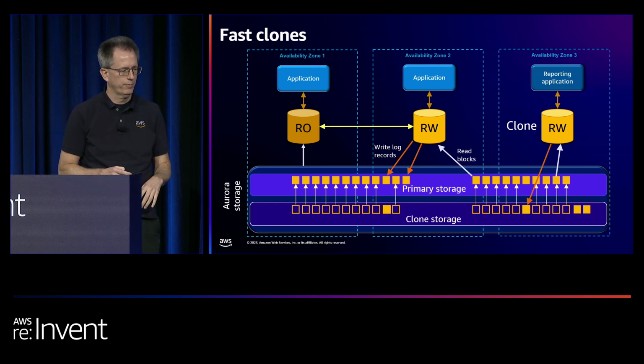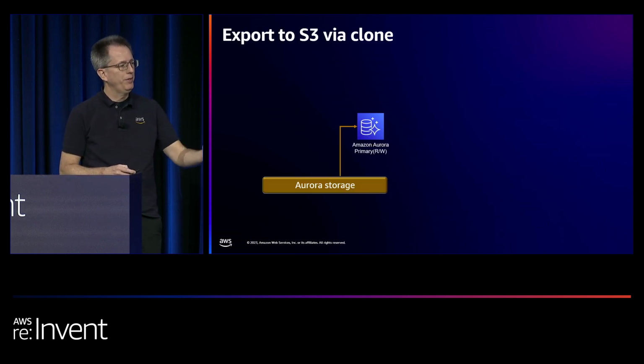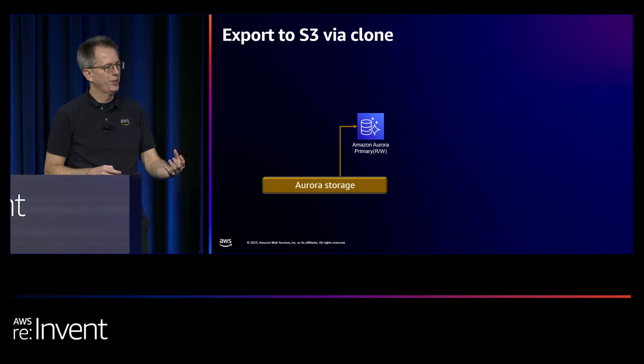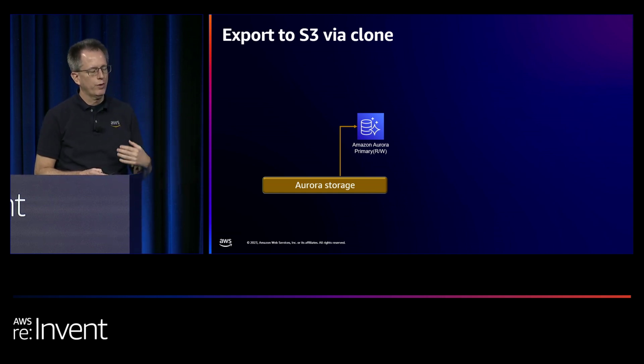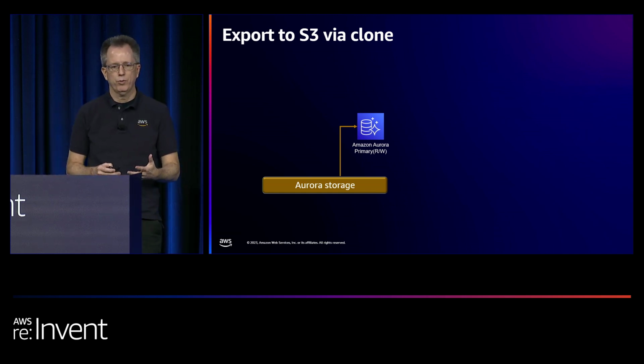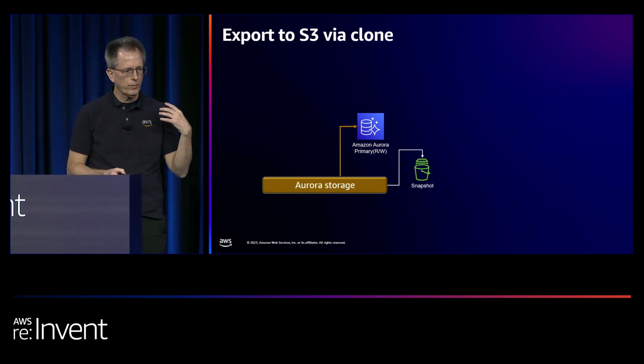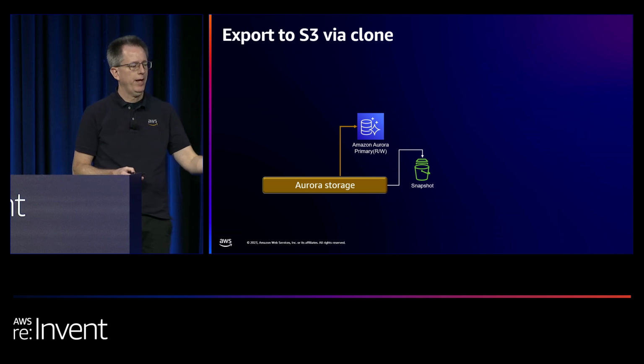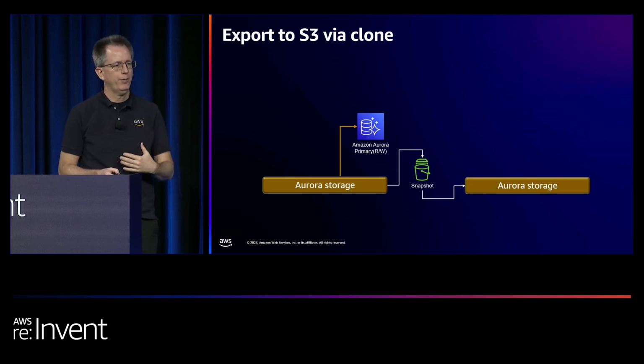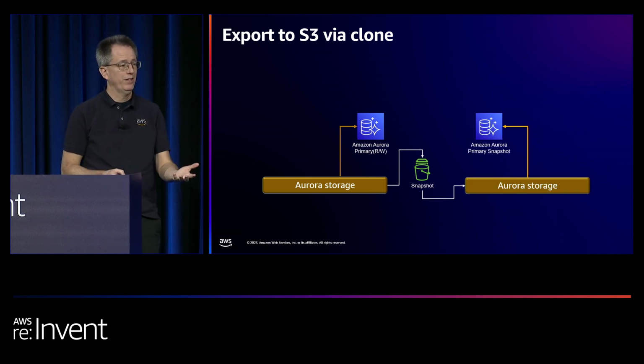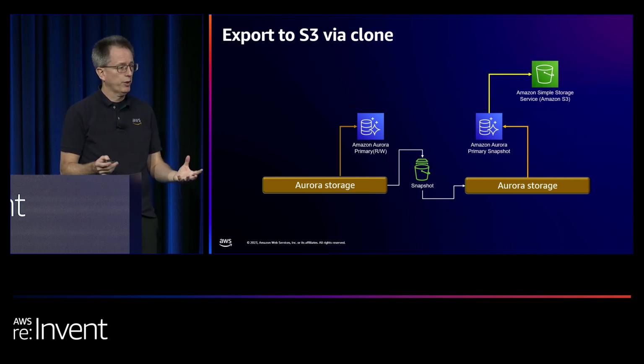So it's very nice. So again, building features upon features. Now we're going to talk about a feature we built on top of clone. So we have an export to S3 feature, and the original one works from snapshots. So when we have storage, we make a snapshot. Then we have to restore that snapshot to a new volume. We have to attach an instance to it, and then we do an export. And this worked perfectly fine.